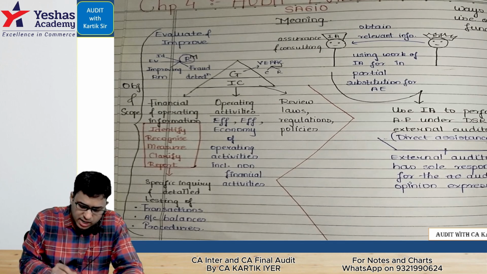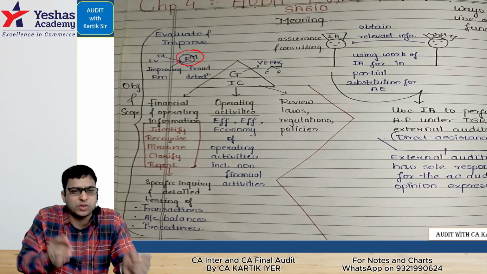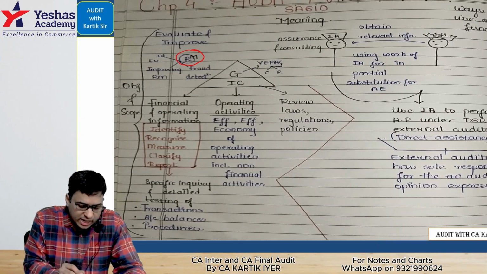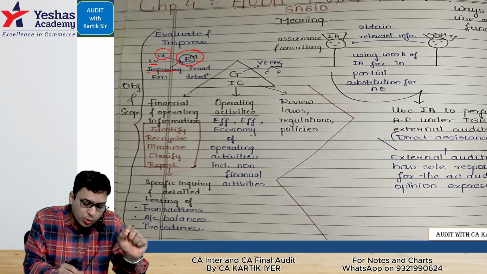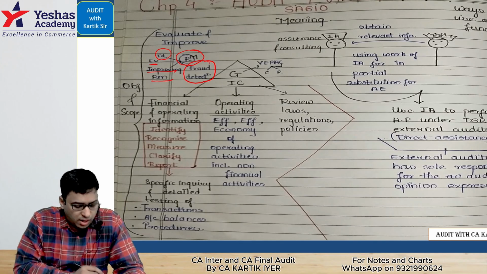Next is, sir, we are looking at risk management. In risk management, the first step is to first know which risk is there. So identify the risk, then evaluate the risk, then see how to improve the risk management and do fraud detection. Where all chance of fraud can occur.